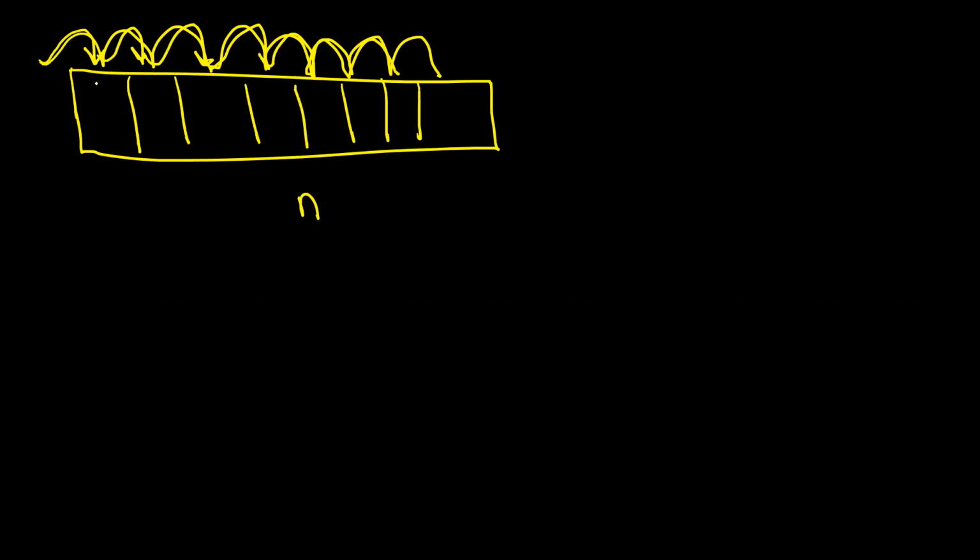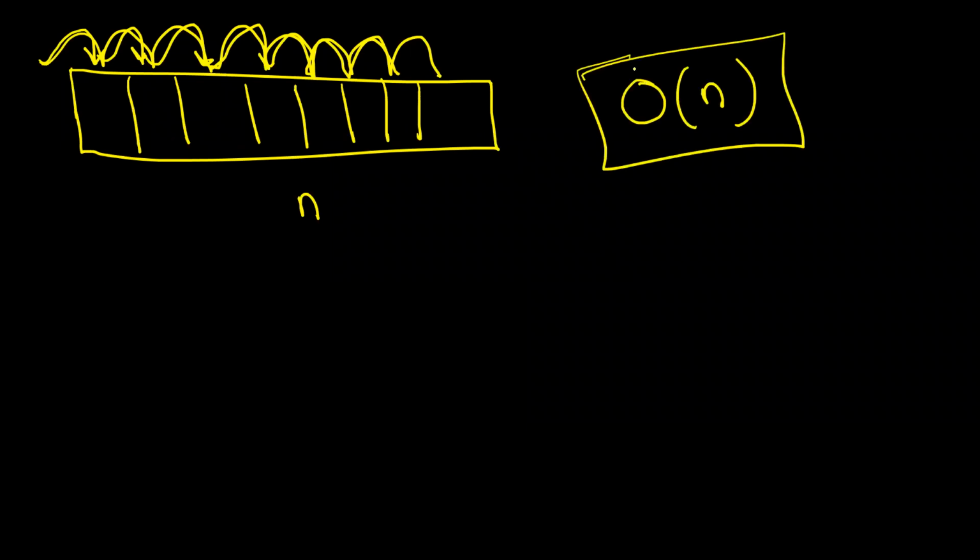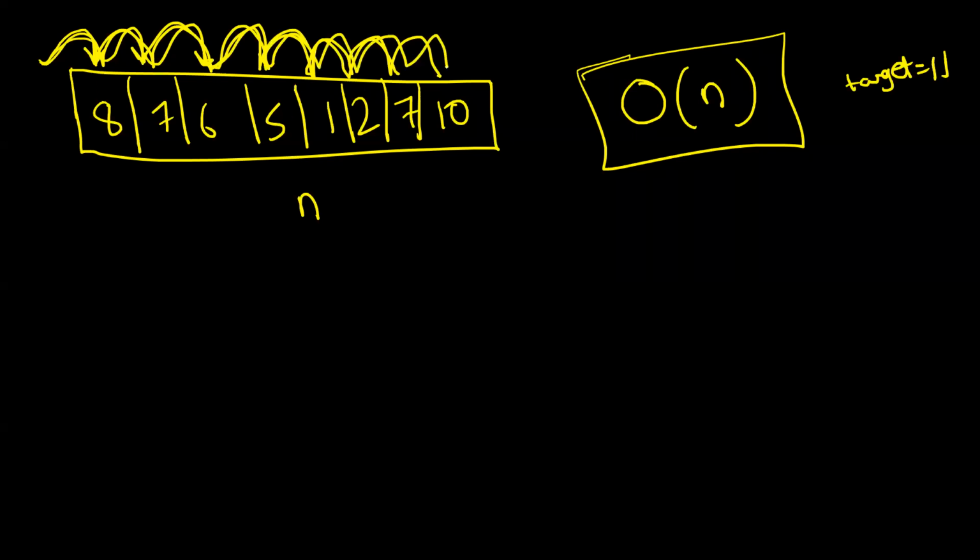Can you tell me what is the time taken in the worst case? Can I say in the worst case it is big O of n? Let's say that my target is 11. For this input, my target is 11. Then you will have to iterate through the entire array before you conclude that 11 is not present in the array. This is a worst case input. In the worst case, you will have to iterate through the entire array before you can conclude that my target is not present.